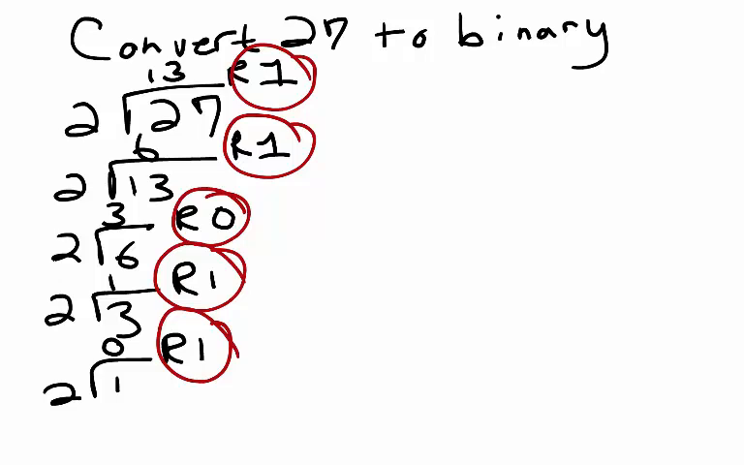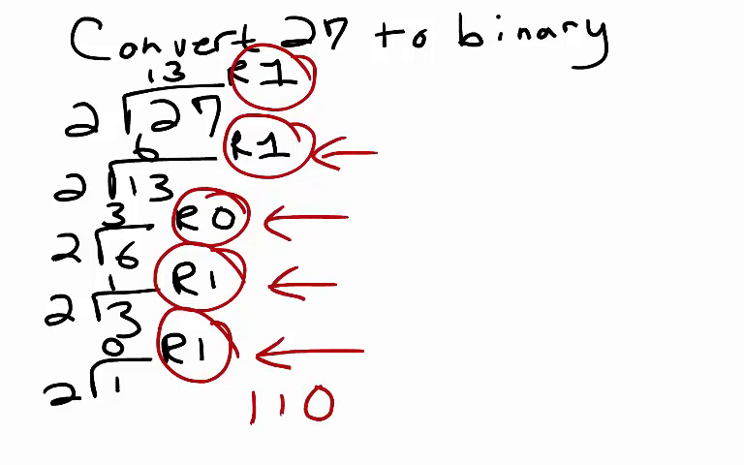Now I'll look at my remainders, beginning with our most recent and tracking back to the first one. So we have a remainder of 1, 1, 0, 1, 1. Therefore, the decimal number 27 is equivalent to 11011 in base 2.